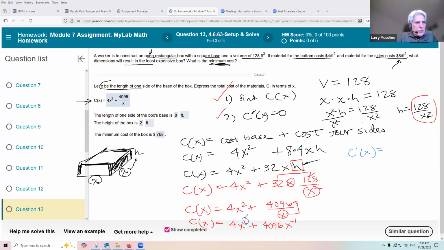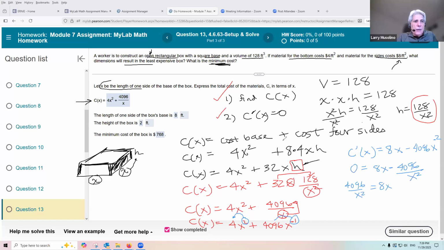I'm going to use the power rule. This exponent 2 comes down and multiplies the 4, so that's 8x. Negative 1 multiplies the 4096. That's going to be minus 4096x to the negative 2. But we want to set this equal to 0 to find a minimum. Let me move x to the negative 2 down to the bottom, so it's going to be over x squared. I'll add 4096 over x squared to both sides.